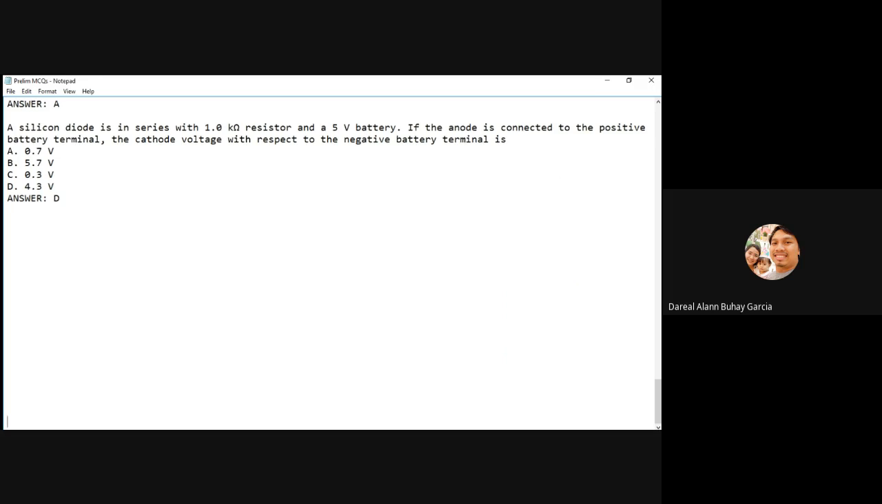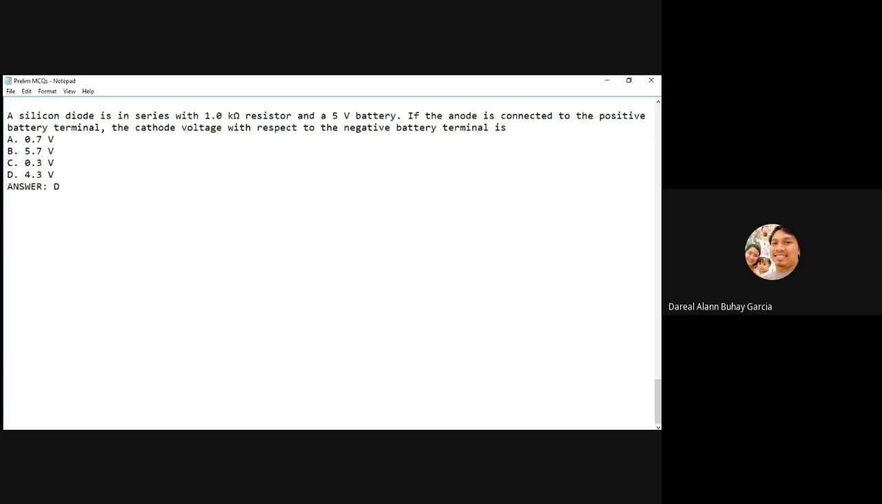Silicon diode is in series with 1K and 5 volts battery if the anode is connected to positive. The cathode voltage with respect to the negative battery terminal is D, 4.3. Yeah, so 5 minus 0.7, 4.3.